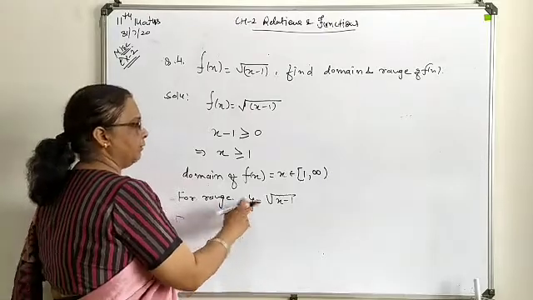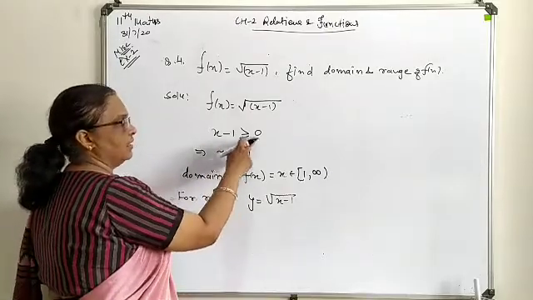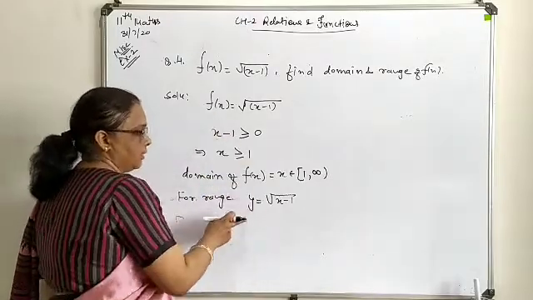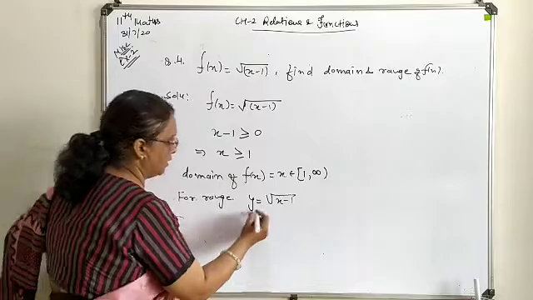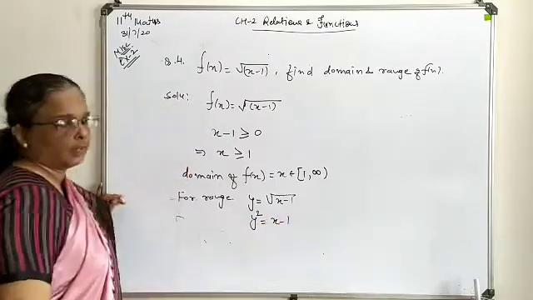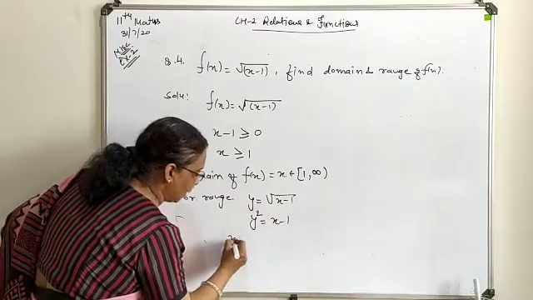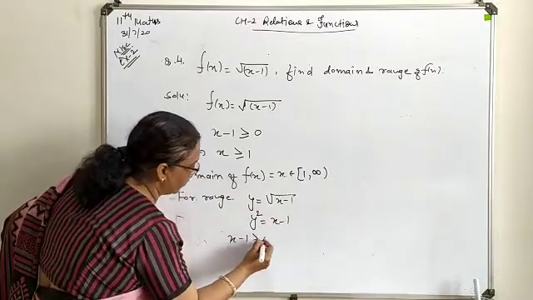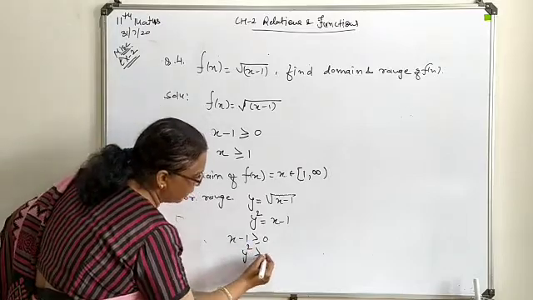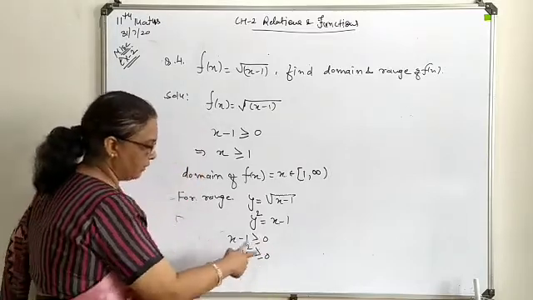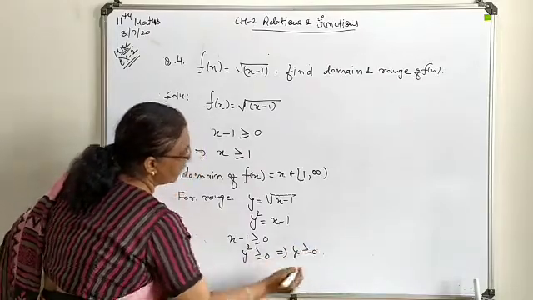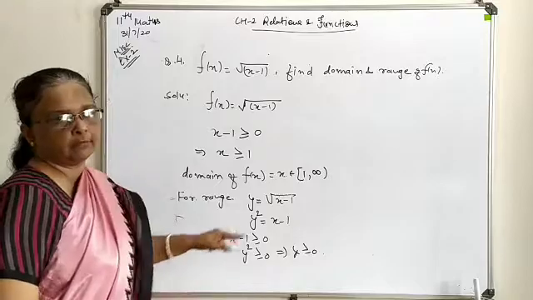So as you are dealing with x minus 1, it means x minus 1 is greater than or equal to 0. Taking it as y square, your x minus 1, which you have already discussed as greater than or equal to 0, means your y square will also be greater than or equal to 0. On taking the square root on both sides, y should be greater than or equal to 0.